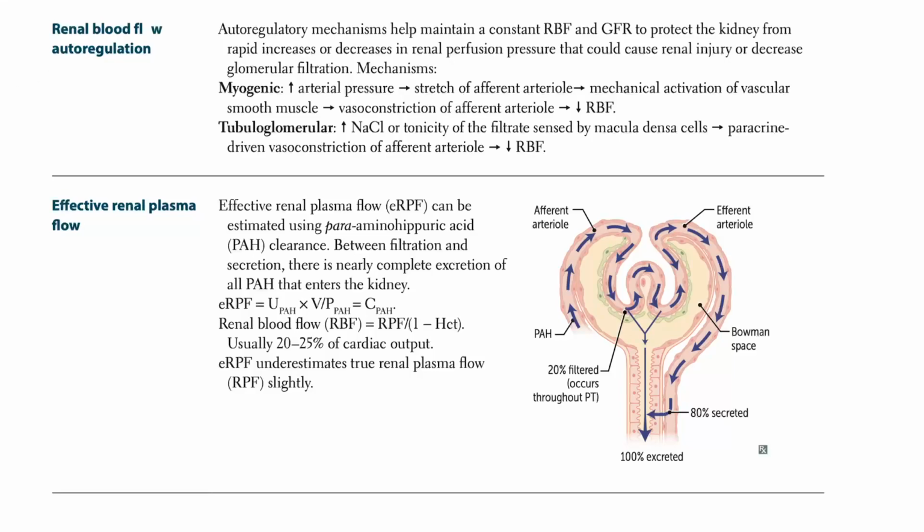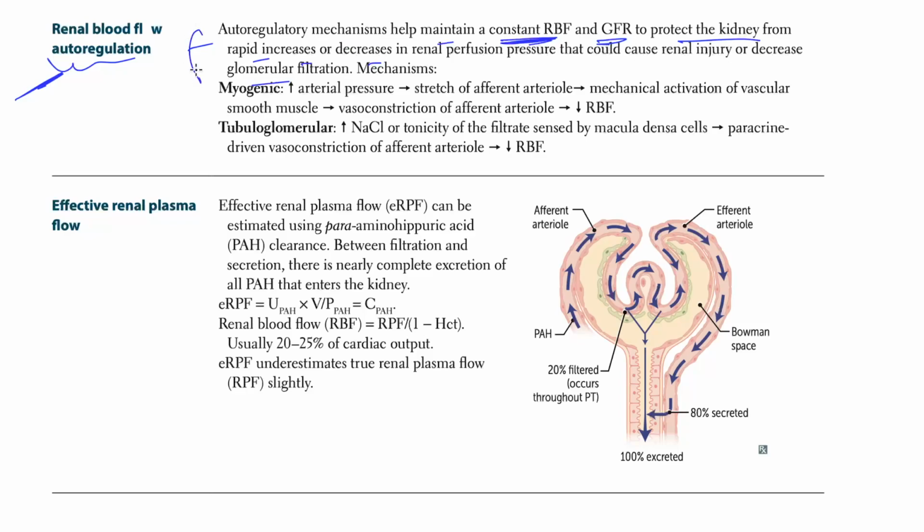All right, let's talk about renal blood flow autoregulation. What is autoregulation? We have an autoregulatory mechanism that helps maintain constant renal blood flow and GFR to protect the kidney from rapid increases or decreases in renal perfusion pressure that could cause renal injury or a decrease in GFR.